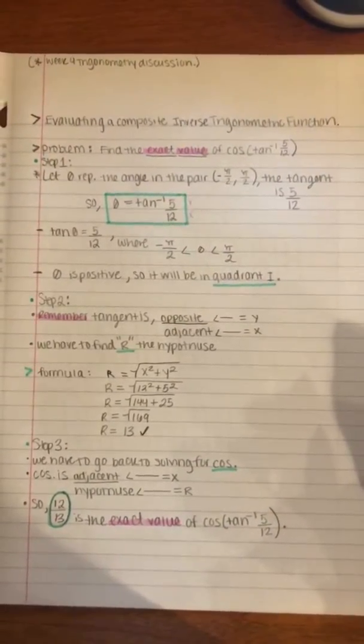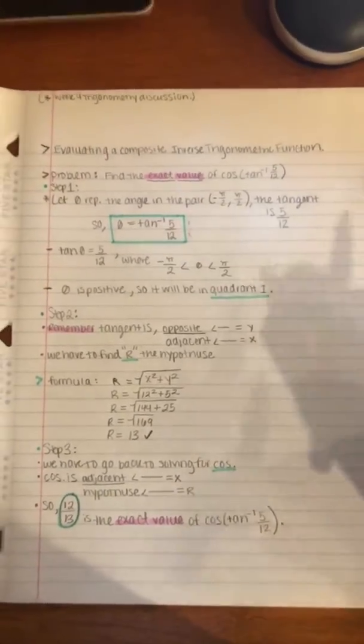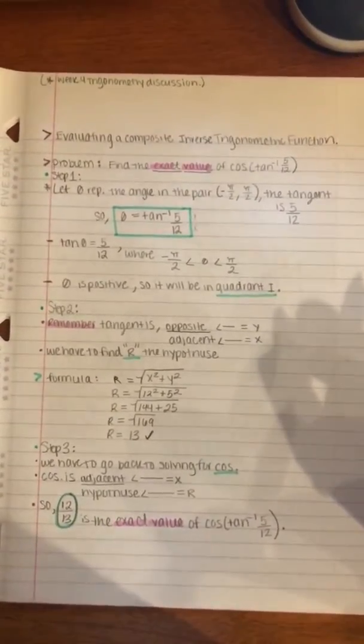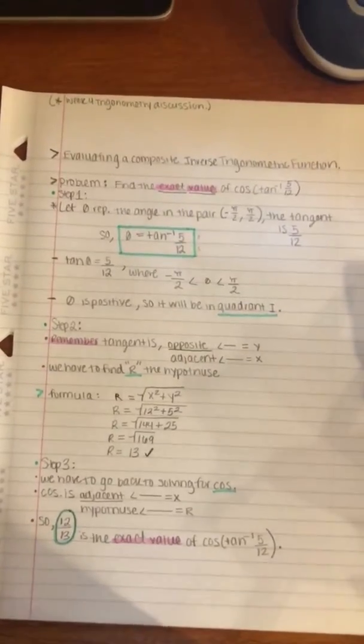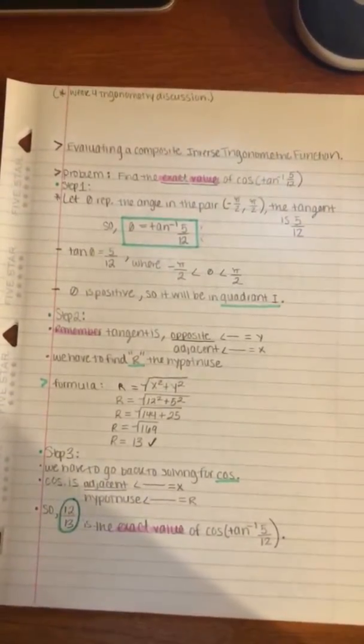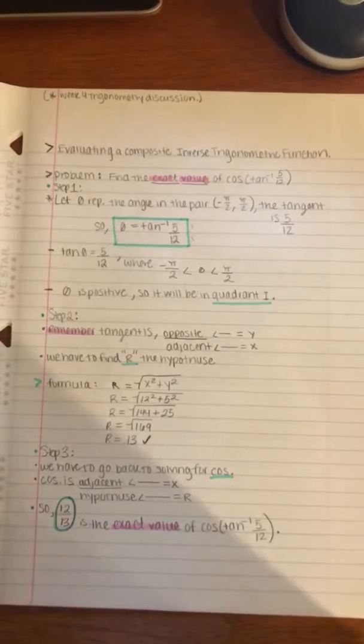So these were my notes on that. This was what I learned from the textbook and my math lab. So I tried to organize it in the best way. I did step 1, step 2, step 3 for explaining how to solve the whole thing. So yeah, that was my evaluating a composite inverse trigonometric function.